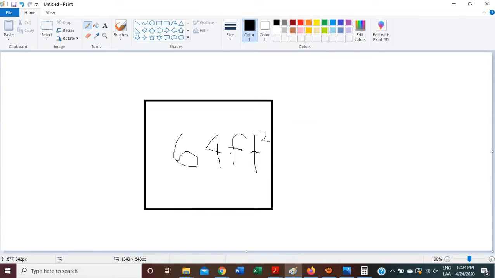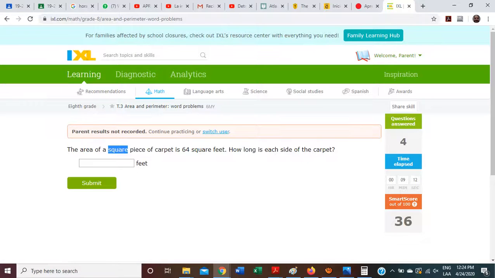So we need to multiply this by this. What number multiplied by itself equals 64? We obviously know that it is 8. 8 times 8 equals 64. Submit it, and great.